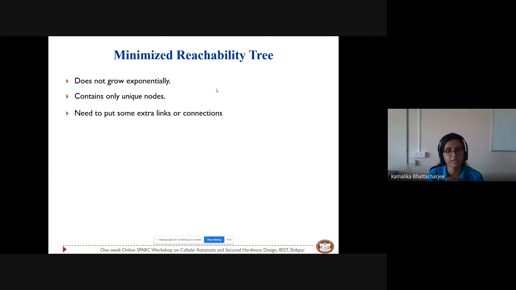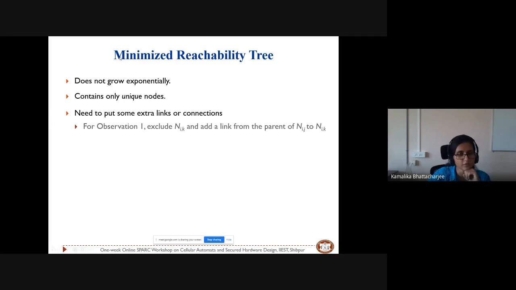Okay. What is the benefit of this tree? This tree will not be growing exponentially. Only unique nodes are there, but what we have to do is put some extra links or connections to keep track of which node was generated from which.